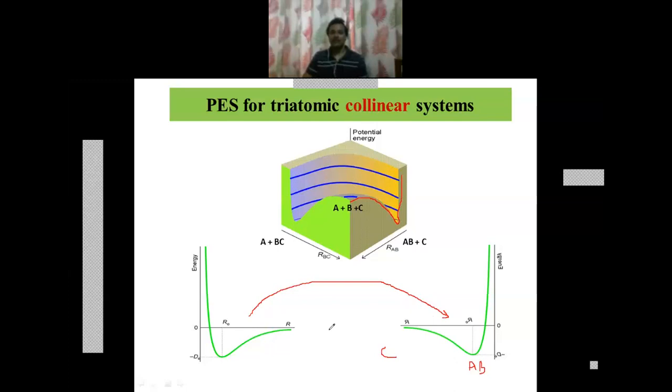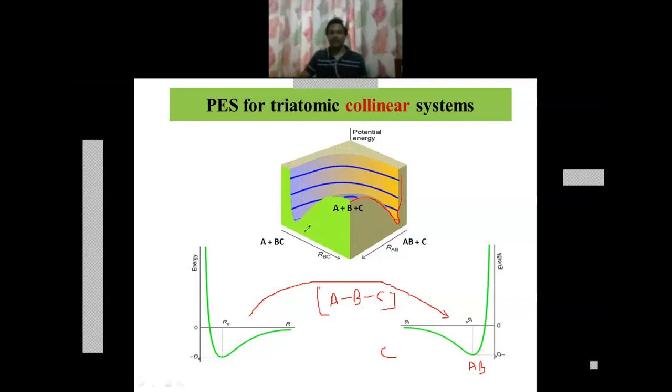Now when you come in between, of course all of them, A, B and C, are interacting in the in-between zone, right? So we have to think about them collectively, you cannot think separately, right? So that potential is given in the middle, right? Now we have taken the H3 system, so that means H plus H2, and the products are also H plus H2. So this is a thermoneutral system in both cases. Then the potential here and the potential here are going to be the same, right?